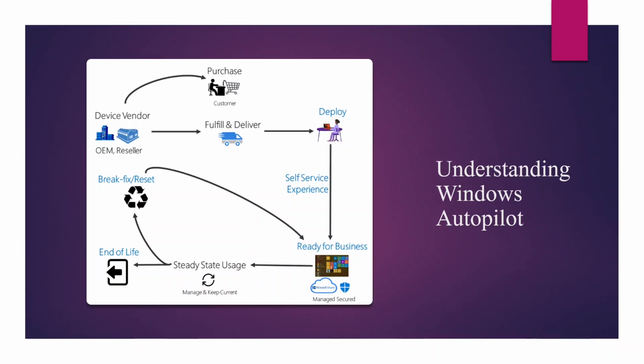Windows Autopilot helps enroll devices into Intune automatically. This image right here shows the full life cycle of a business device, such as a laptop or a desktop, deployed using Autopilot. There are 7 major phases through which a business device passes from purchase through deployment, daily use, repair, and eventual retirement. The first phase is to purchase the device.